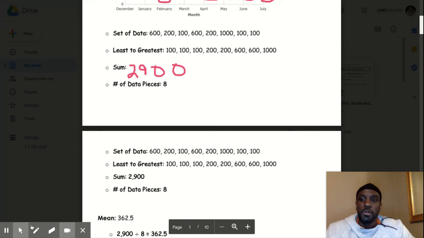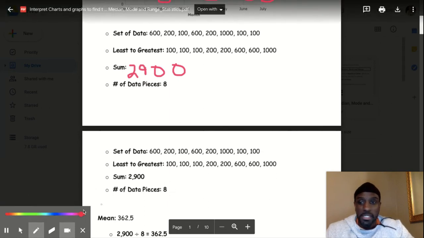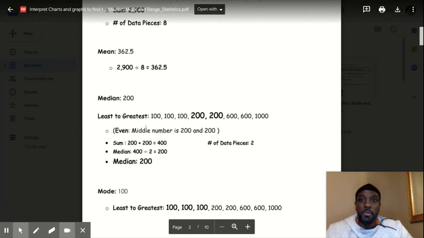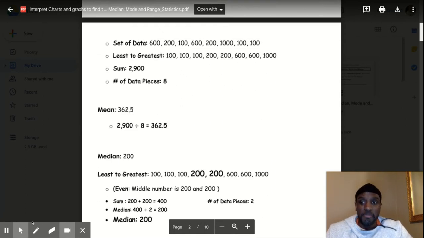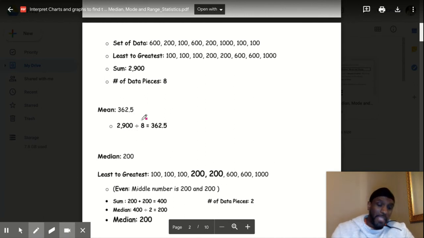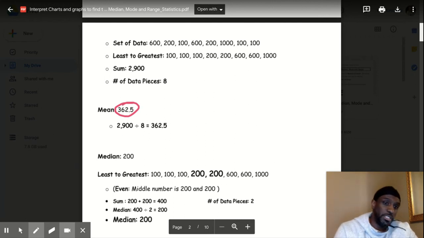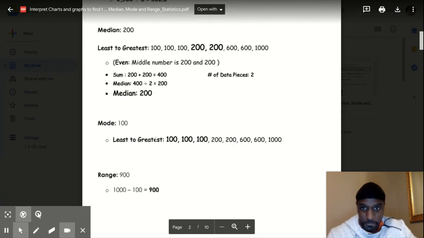Let's look at this. So here's the data again, repeated for you. Going on to this now. So let's calculate the mean. The mean is the sum divided by the number of data pieces that you have. I have a sum of 2,900 divided by 8 data points. When you divide 2,900 by 8, it gives you that your mean is 362.5. Remember, another word for mean is average. Now, bam. Let's keep going.